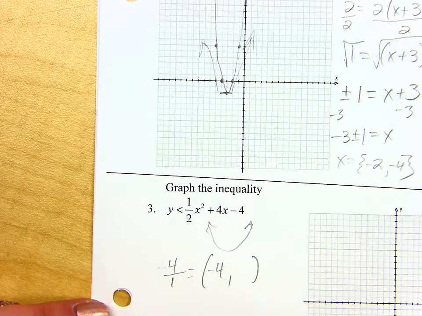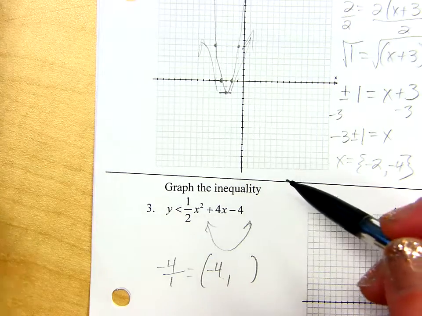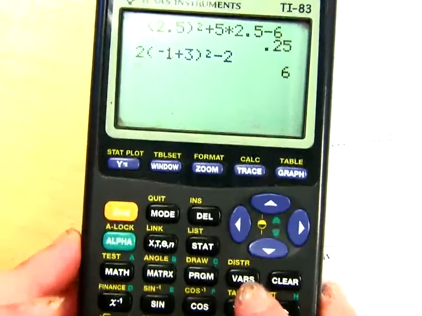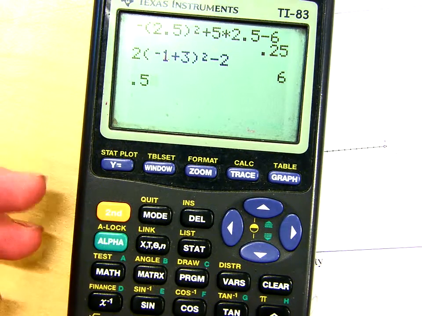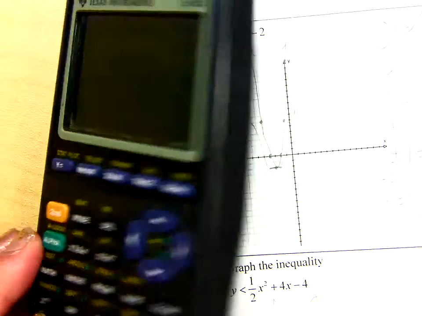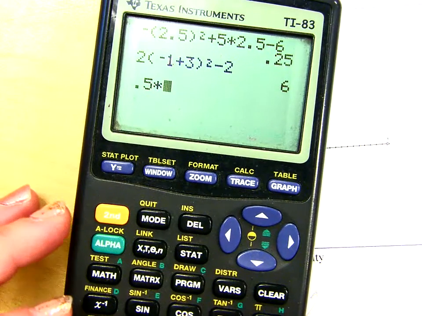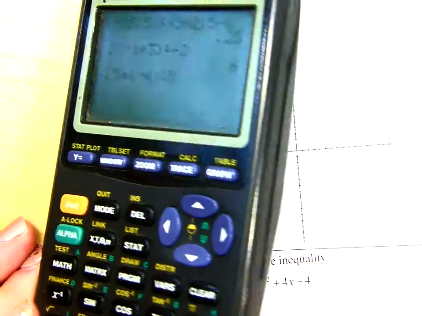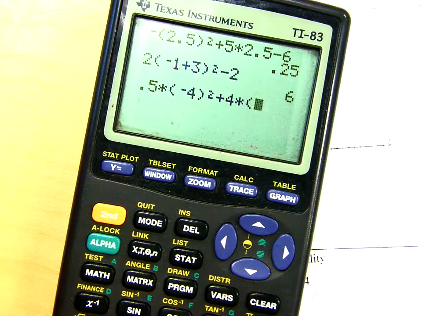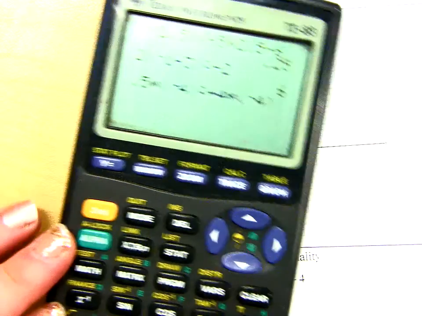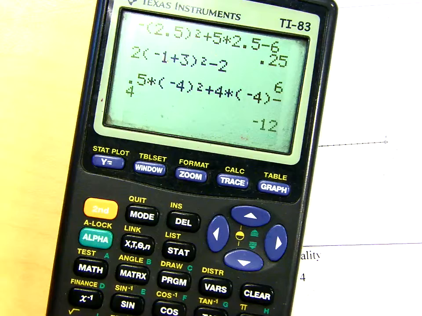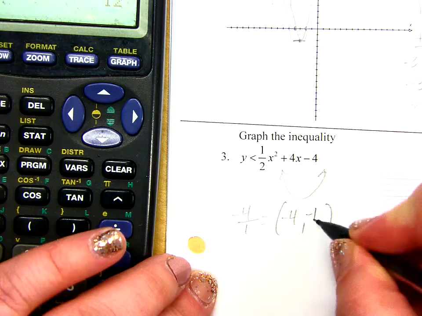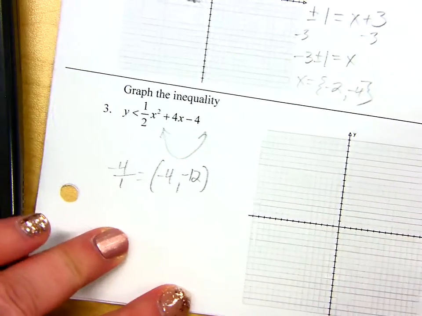If I take -4 and I plug it back in, your calculator can do that for you if you want. So 1/2, you can do 1/2 as 0.5 or 1/2, it doesn't matter, times -4 squared. Now listen, if I'm plugging in a negative number, you have to put it in parentheses. (-4) squared plus 4 times -4 minus 4. -12. Did all the work for me. So as long as you type it in correctly, you should get the right answer out. So -4, -12 is my vertex.